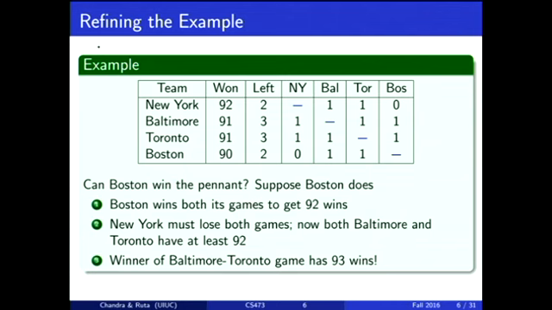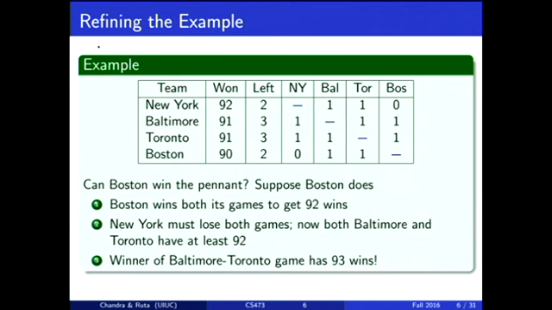Because the number of games is so small and the number of teams is so small, you could kind of handcraft it. But suppose I even keep the four teams here, and suppose these numbers are 10, 7, 8, 9 or something like that, and then I give you this table. How would you figure it out? If you want to figure out whether Boston can win, it is a little tricky problem.